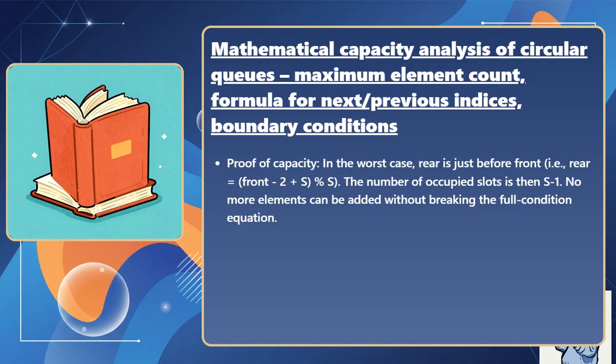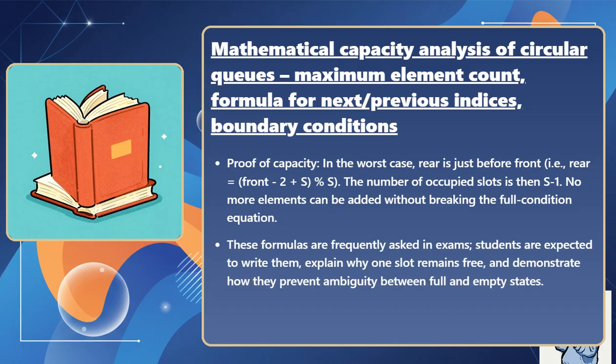Proof of capacity. In the worst case, rear is just before front, that is rear equals (front - 2 + S) modulo S. The number of occupied slots is then S minus 1. No more elements can be added without breaking the full condition. These formulas are frequently asked in exams. Students are expected to write them, explain why one slot remains free, and demonstrate how they prevent ambiguity between full and empty states.